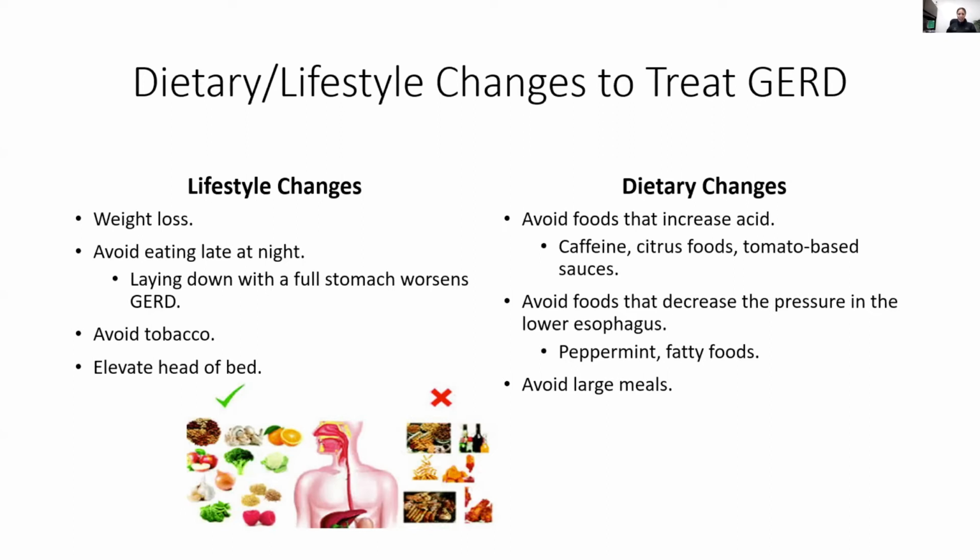As far as dietary changes, try to avoid foods that increase acid, and that's going to be things like caffeine, citrus foods, and tomato sauce. Also avoid foods that decrease the pressure of the lower esophagus, and that's going to be fatty foods and peppermint. And the final dietary change you can make is avoiding large meals.